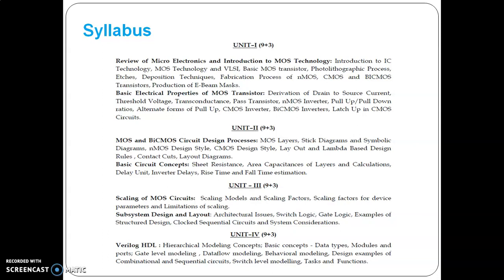tutorials. And the third unit consists of scaling of MOS transistors, MOS circuits. So the first part would be on how the MOS circuits can be scaled down to minimum sizes, what are its limitations of scaling, and what factors are affected by this scaling. Then the second part is a creative part, which is subsystem design and layouts, discussed in the third unit second part. It would be like switch logic, gate logic, examples of structure design, clock sequential circuits, and system considerations would be discussed.